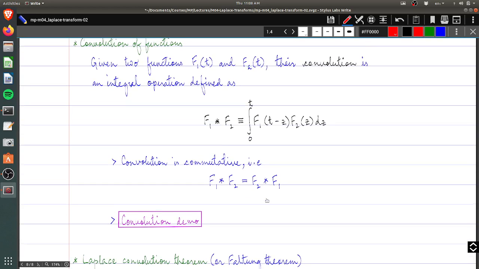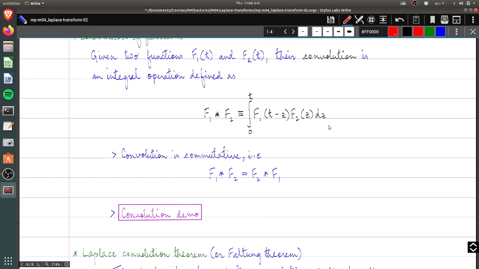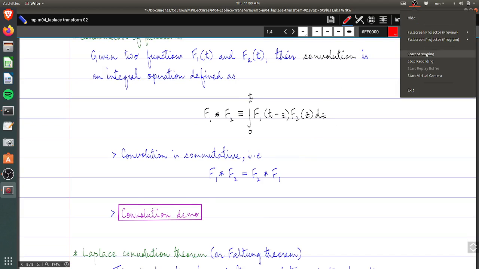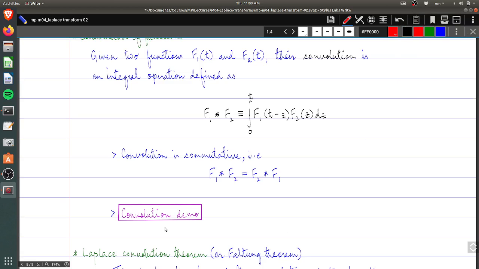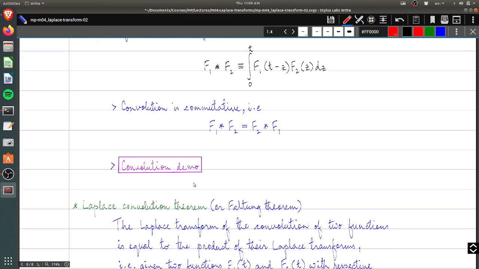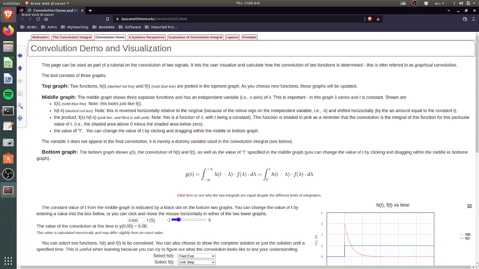Now this may not make much sense to you, so to help you understand, I have a convolution demo over here. Let me show you the demo. You can just click on this and it is going to show you. There is this page where this demonstration is done, just to help you understand what this convolution process is.